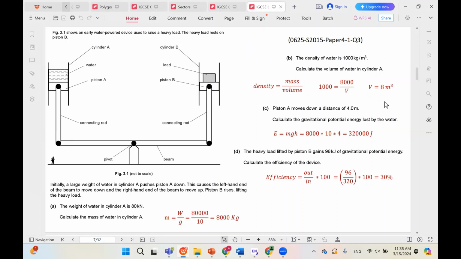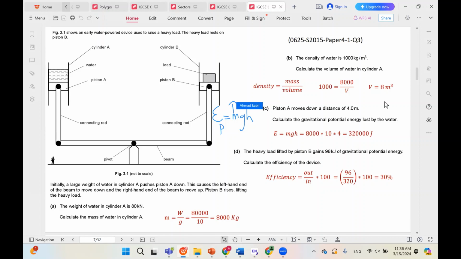Question C says piston A moves down a distance of 4 meters. Calculate the gravitational potential energy lost by the water. So the gravitational potential energy, this is the third rule we're going to learn in this video. Gravitational potential energy is equal to mass times gravity times height.